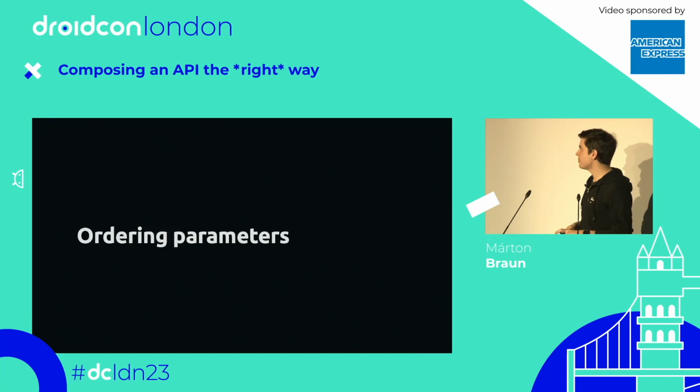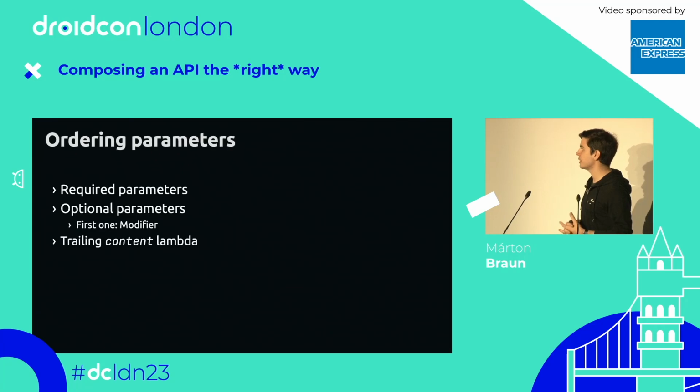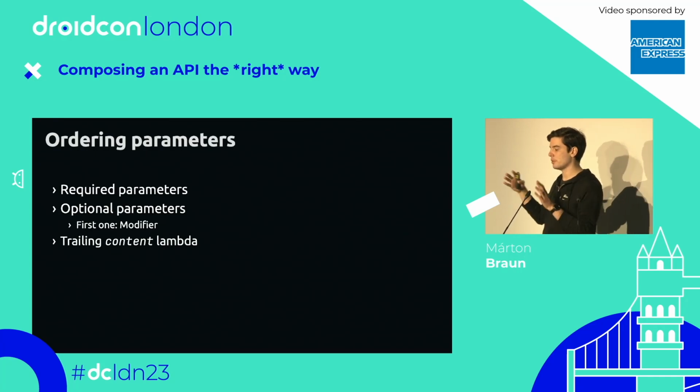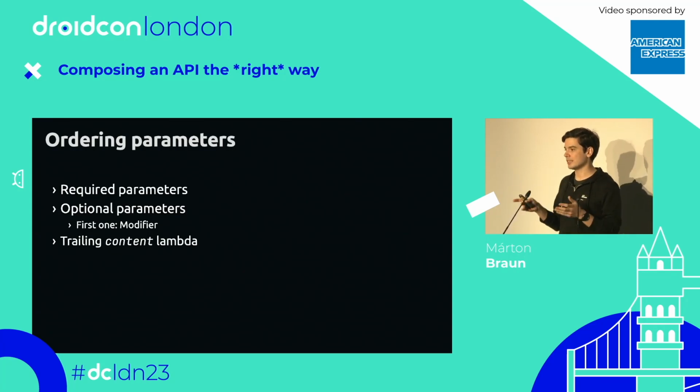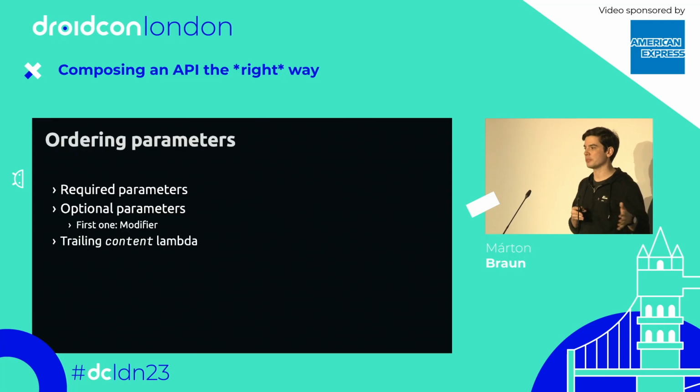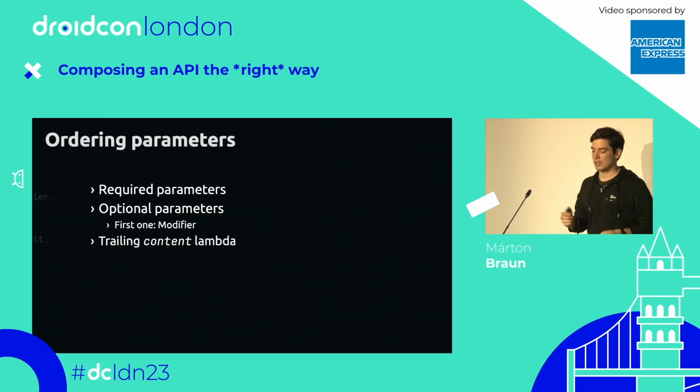So to wrap up the parameters part of the talk, I want to talk about ordering parameters next, which is also something that's a really common topic in Compose API design. And these are the general rules for this. So required parameters should come first. Then we should have optional parameters, with the first one of them being a modifier. And then if we have a primary slot that we're taking as a parameter, then that should be called content, and it should be placed on the bottom of the parameter list.